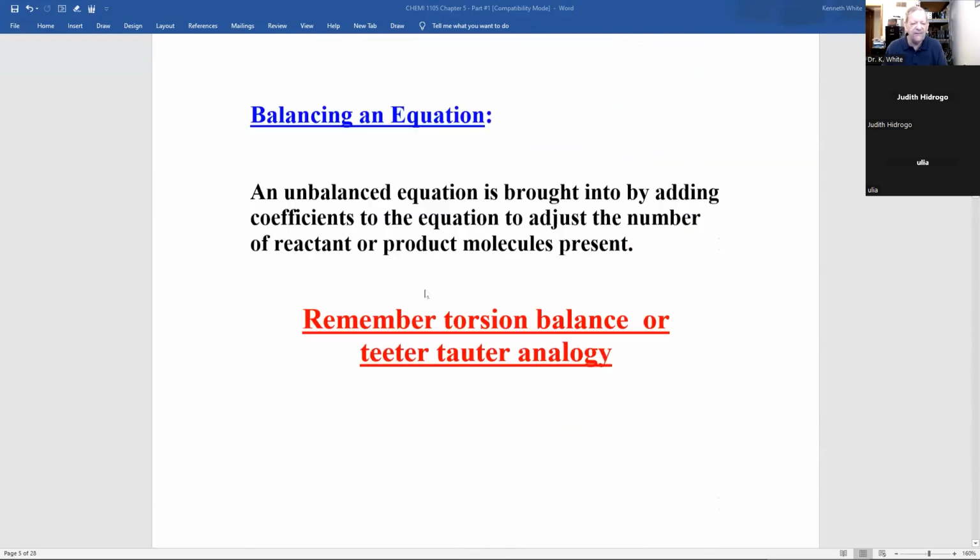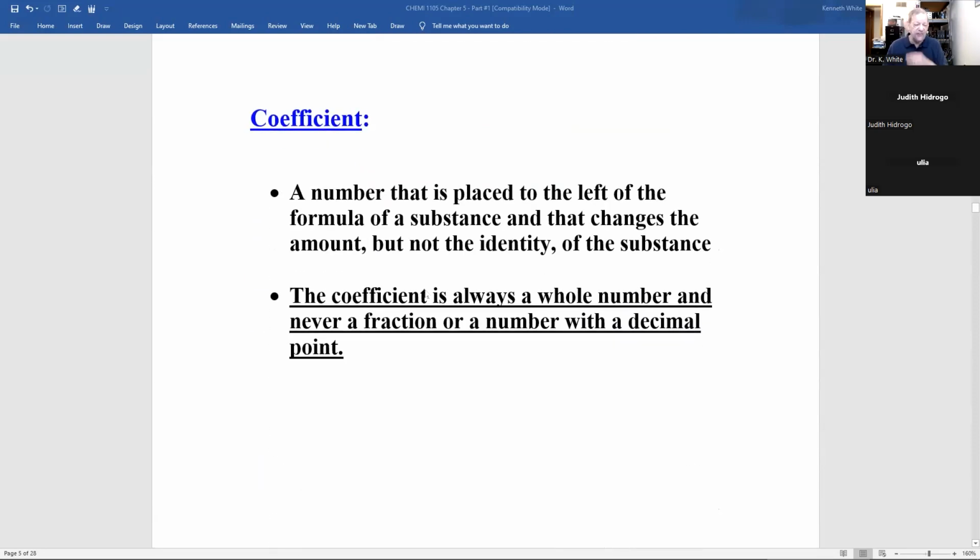Now, let me skip forward to this slide and we'll come back. There's something called the coefficient. I will never ask you what the coefficient is, but that's a number that's placed to the left of the formula of a substance that changes the amount, but not the identity of a substance. And this is very important. The coefficient is always a whole number, never a fraction or a number with a decimal point.